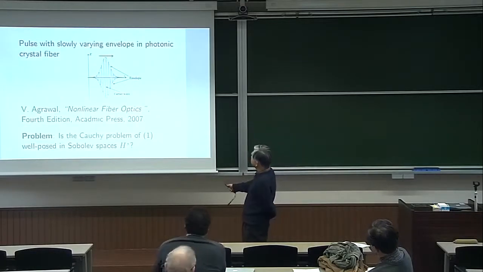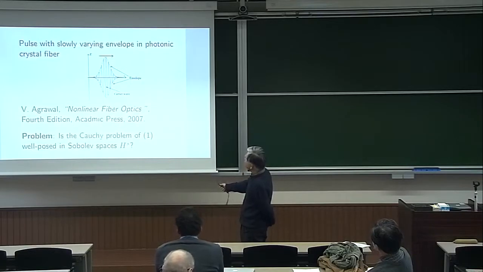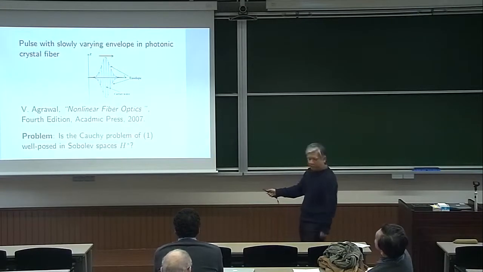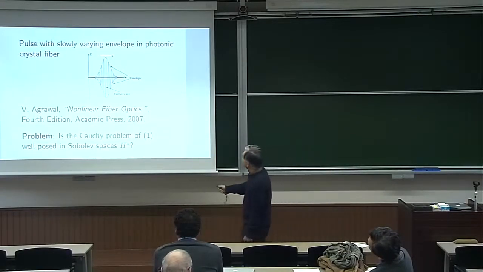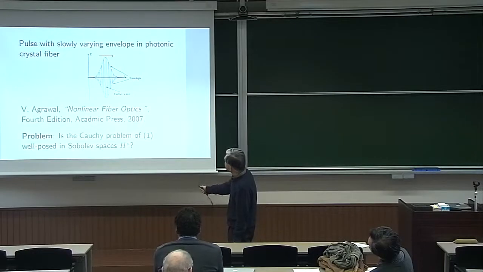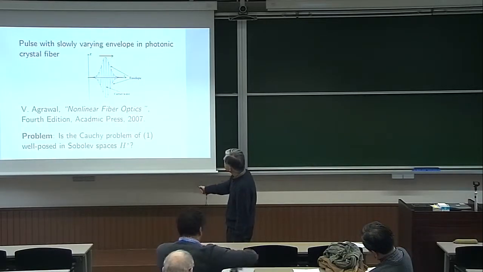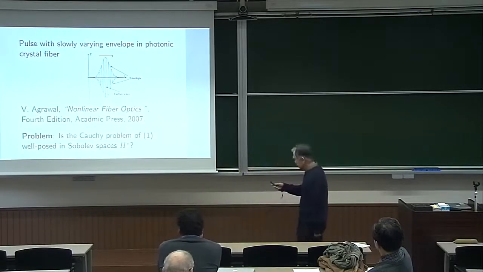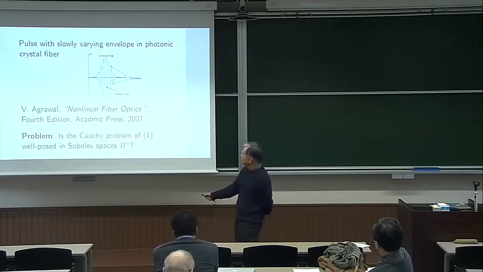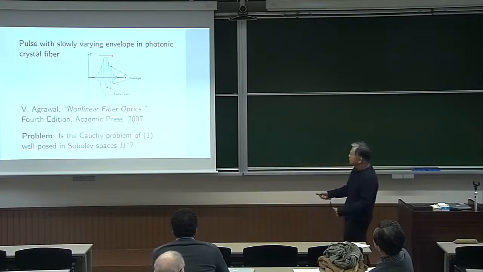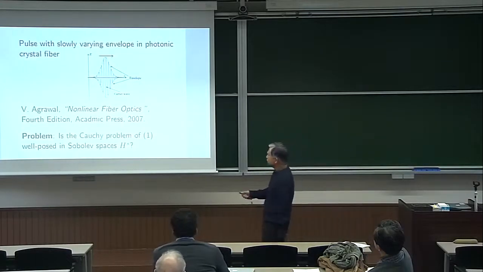This figure shows you an image of a pulse with slowly varying envelope in a photonic crystal fiber. So you represent this envelope, and the factor e to the minus i omega t expresses this rapid oscillation. For more details of the physical background, please see the book by Agrawal, Nonlinear Fiber Optics. This is a famous book in optical physics.